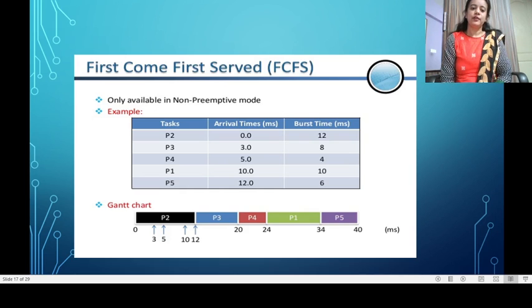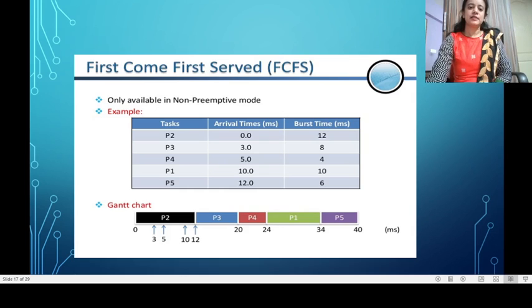There are 5 processes P2, P3, P4, P1 and P5, and the arrival time of each will be in milliseconds, and burst time is nothing but CPU execution time, how much CPU time they need. In this example process P2 comes first and will be given the chance to execute first. Its arrival time is 0 and CPU time is 12 milliseconds.